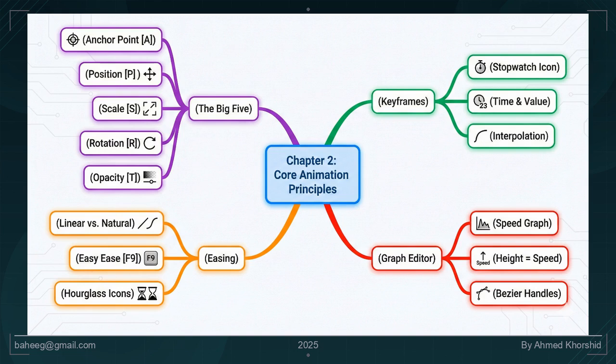Figure Mind Map Chapter 2, Core Animation Principles. The Big 5: Anchor Point, A; Position, P; Scale, S; Rotation, R; Opacity, T. Keyframes: Stopwatch Icon, Time and Value. Interpolation: Easing, Linear versus Natural. Easy Ease, F9, Hourglass Icons. Graph Editor: Speed Graph, Height equals Speed, Bezier Handles.